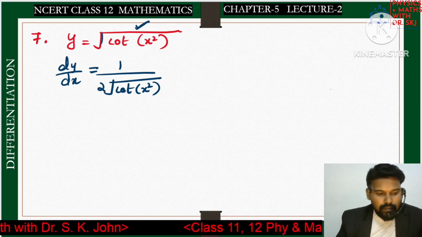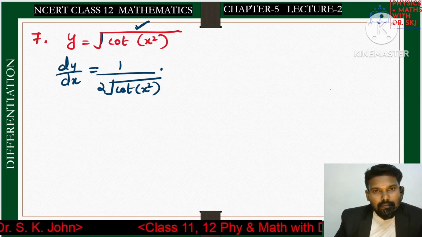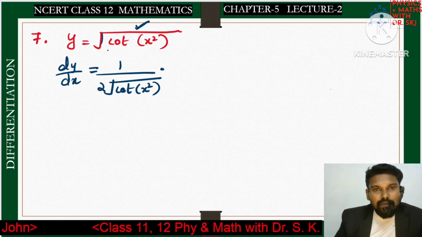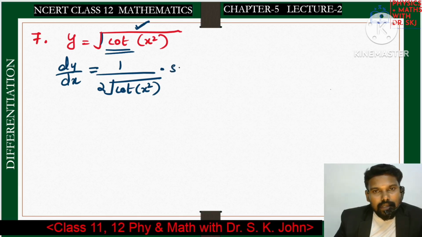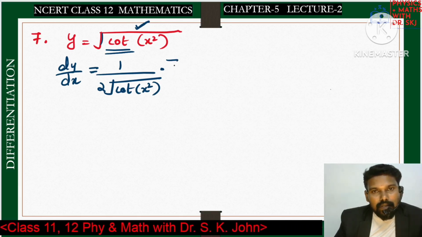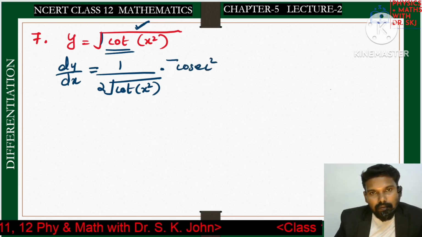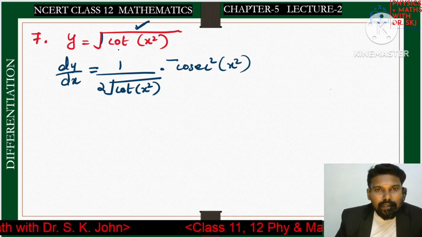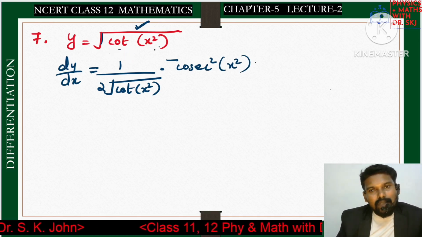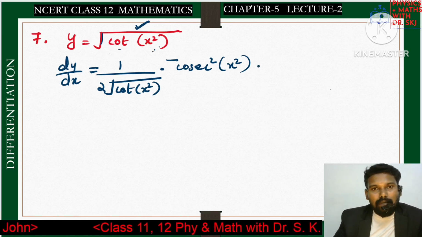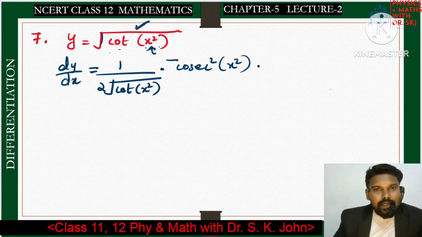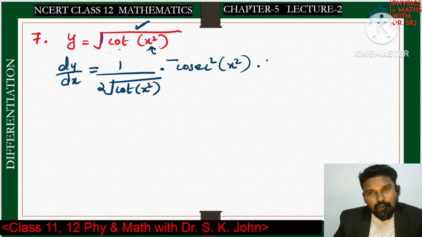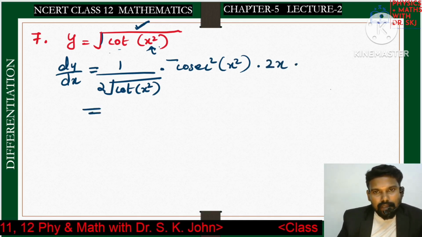We have to multiply this with the derivative of cot. What is the derivative of cot? It is minus cosec square. Yes, minus cosec square x square. The derivative of cot x square is minus cosec square x square. Now you have to multiply with the derivative of x square. It is 2x. So the differentiation is over.